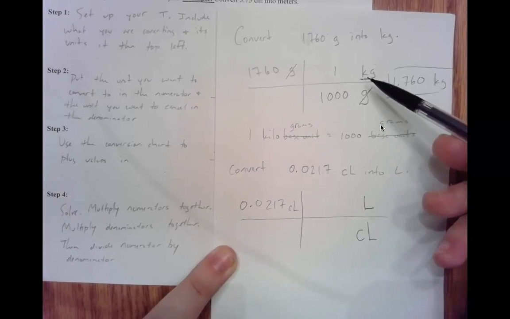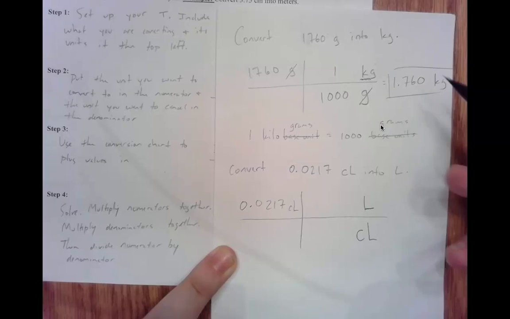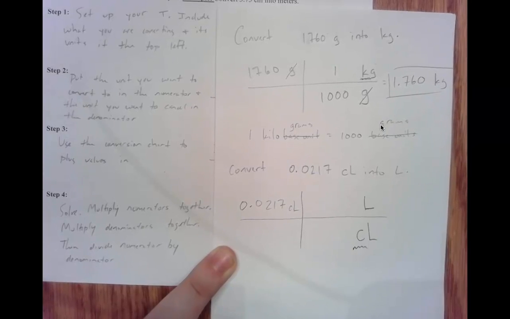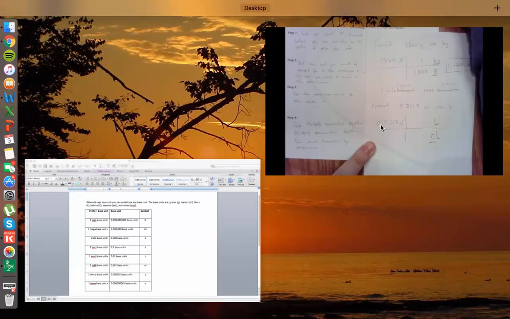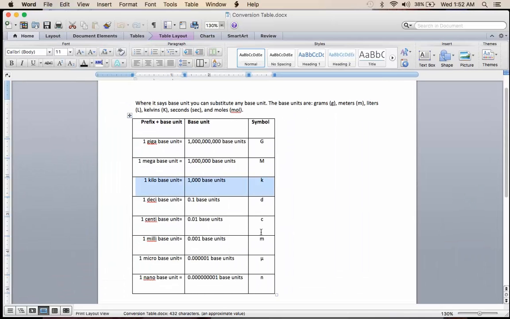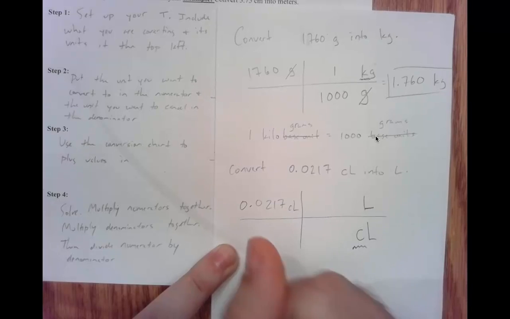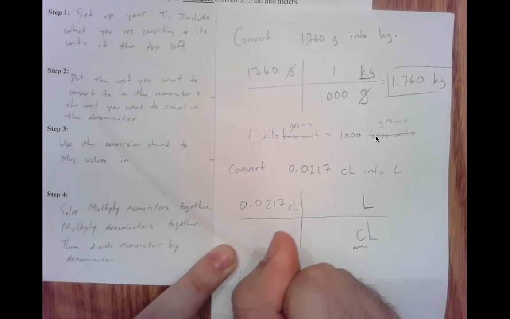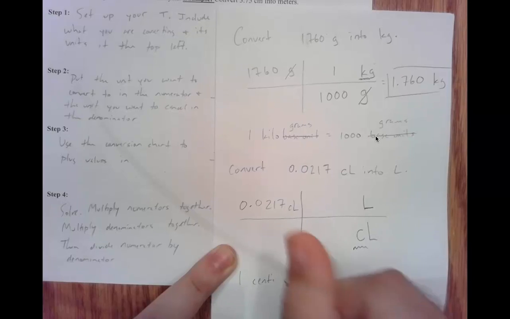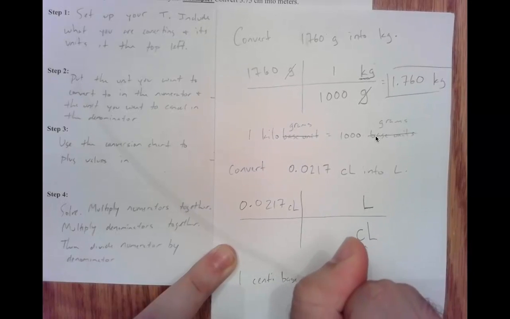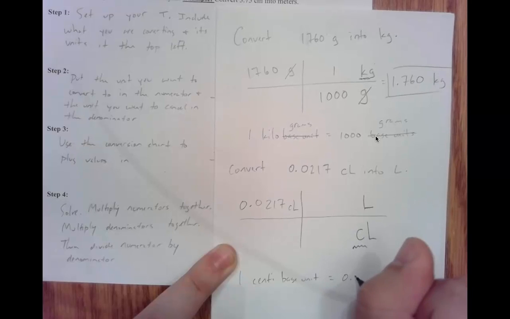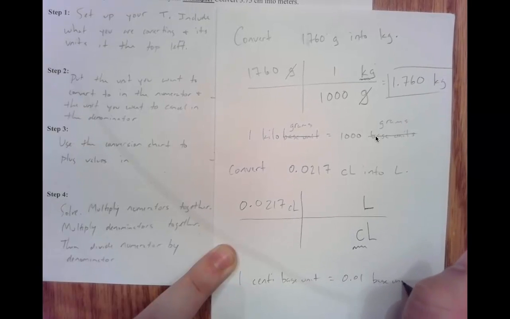Just like last time we used the prefix K to find the row that we're looking at, this time we use the prefix C. So we go back to our conversion table. This time we look for the C part of our row, the centi, and it tells us 1 centi base unit equals 0.01 base units. So again, I recommend taking the time to write this step out. It makes it a lot more difficult to plug the numbers in the wrong spot. So we have 1 centi base unit equals 0.01 base units.